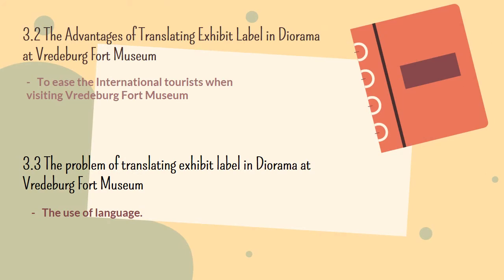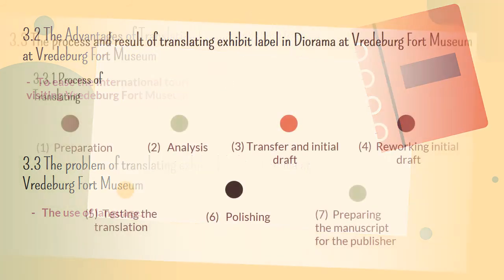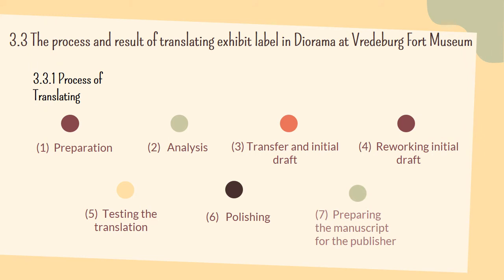So let's see 3.2 The advantages of translating exhibit labels in the diorama at Vredeburg Museum: to ease the international tourists when visiting Vredeburg Museum. And then 3.3 The problem of translating exhibit labels in the diorama at Vredeburg Museum is the use of language. So 3.3 The process and result of translating exhibit labels in the diorama at Vredeburg Museum. 3.3.1 Process of translating. The first one, preparation. The second one, analysis. The third one, transfer and initial draft. The fourth one, reworking the initial draft. The fifth one, testing the translation. The sixth one, polishing. And the last one, preparing the manuscript for the public.